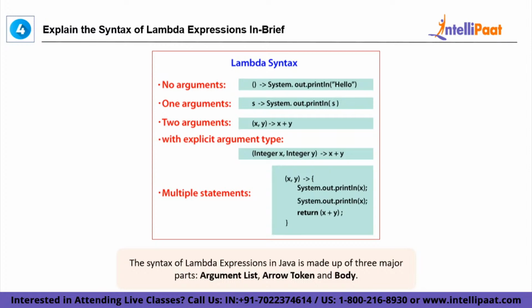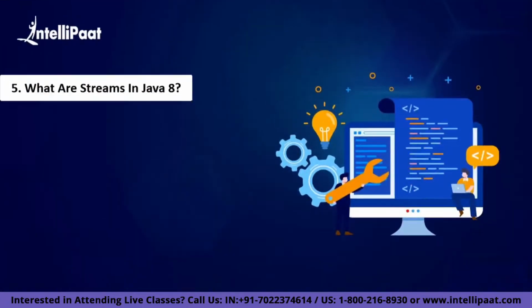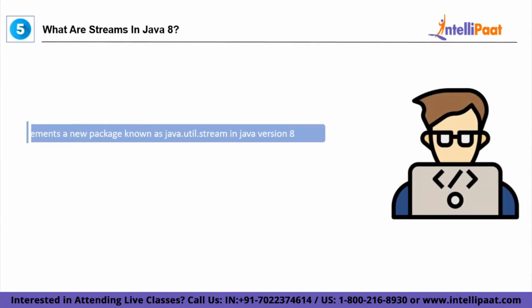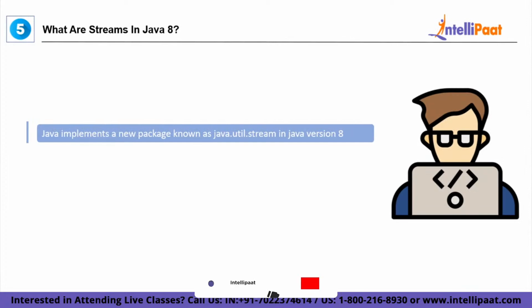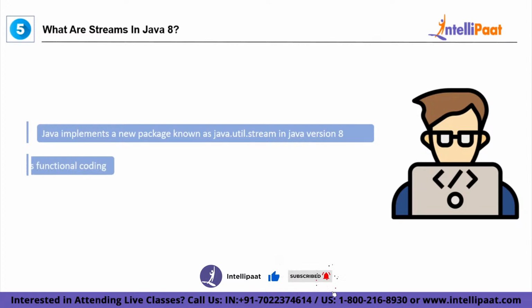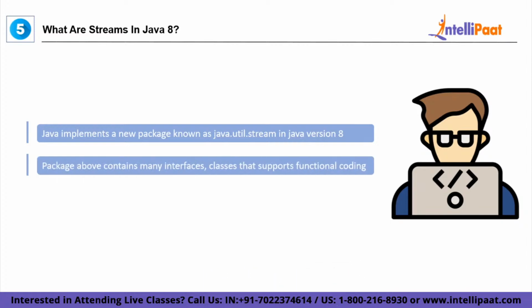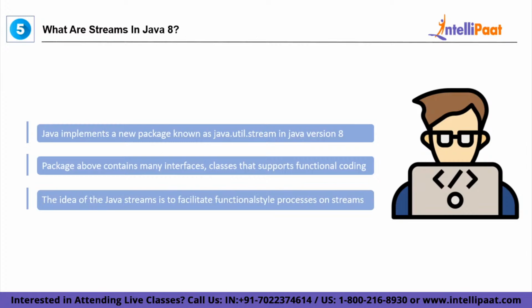Now let's move to the next question on our list, that is the fifth question. What are streams in Java 8? Java implements a new package known as java.util.stream in Java version 8. The package contains many different interfaces, classes and enums that allow the user to perform functional style operations on the elements. The entire idea of the Java stream is to facilitate functional style processes on streams of elements.